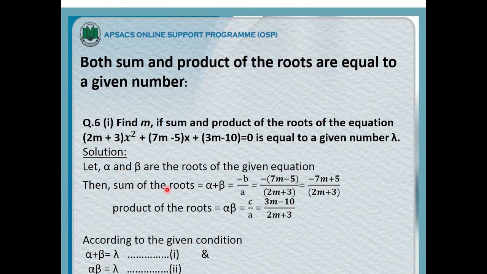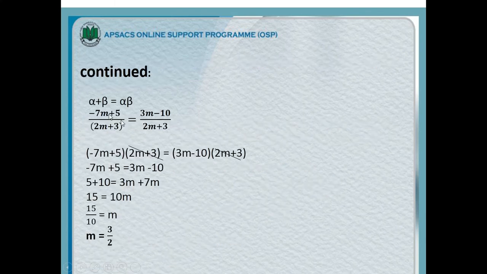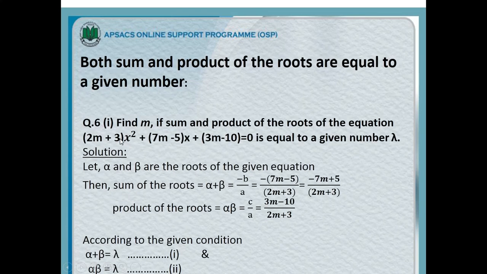So the sum of the roots alpha plus beta is equal to minus b upon a, and alpha beta is equal to c upon a. Students, in this question we have the value of a as 2m plus 3, b is equal to 7m minus 5, and c is equal to 3m minus 10. By putting the values of a, b, c in these two formulas, we get the sum and the product of the roots as these two fractions. Now, according to the given condition, the sum of the roots and the product of the roots both are equal to lambda.